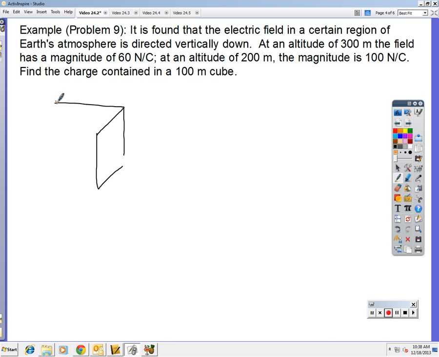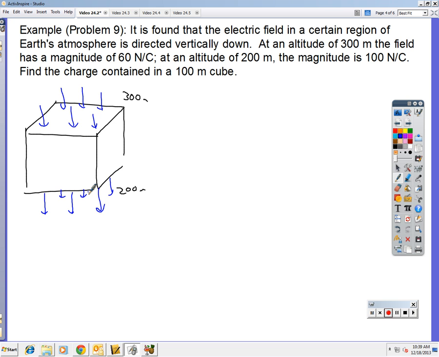So here's our cube. The bottom of the cube is at 200 meters, the top of the cube is at 300 meters, and it's 100 meters on the side. The electric field is directed downward. It looks like that. Now we're looking for the charge contained in the 100 meter cube.